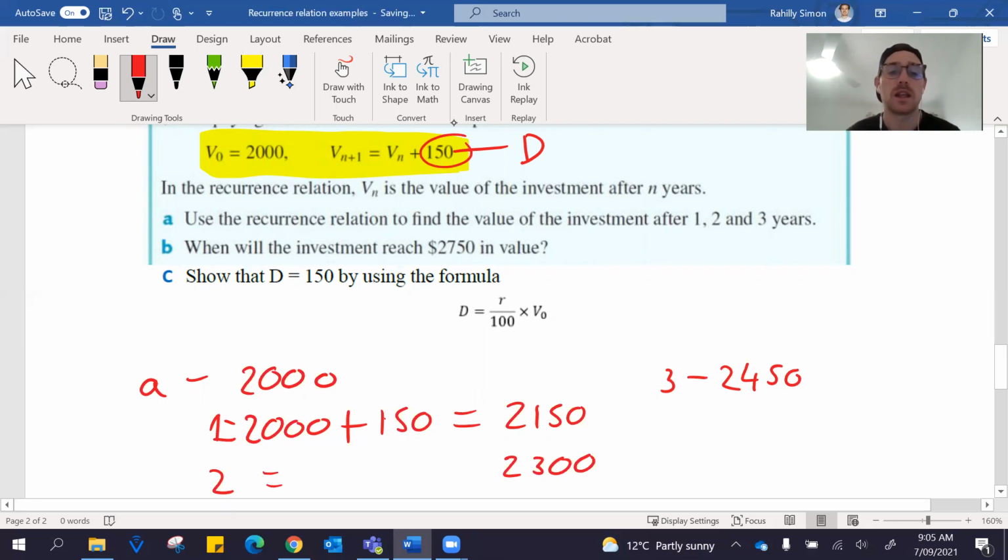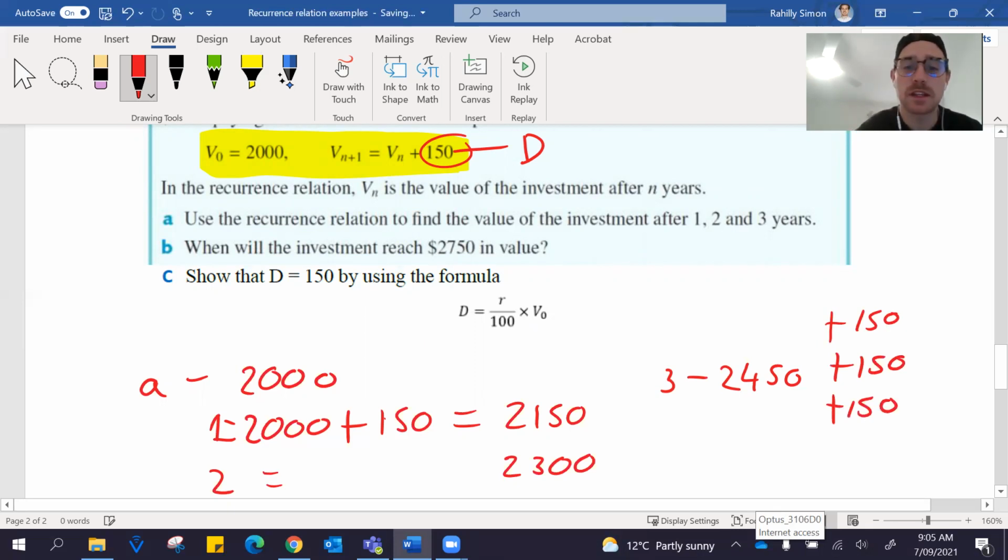All right. Now, the next question is, when will the investment reach 2,750? So you're just going to keep adding that 150 plus 150 plus 150 until it gets to anything above 2,750. So it might not get exactly to 2,750, but it will get above it. And that's when you know the investment reaches 2,750 in value.